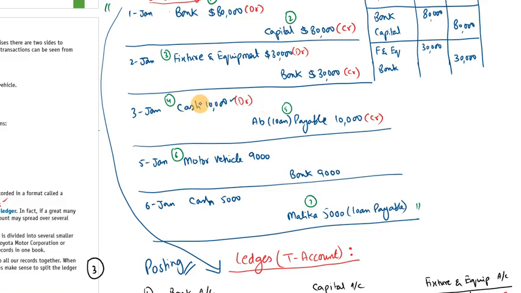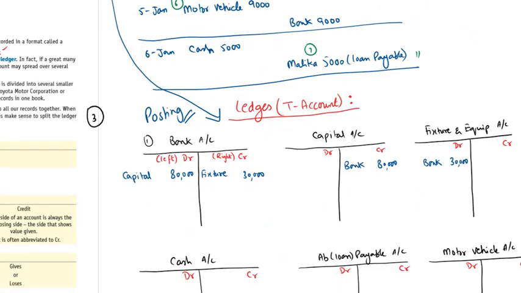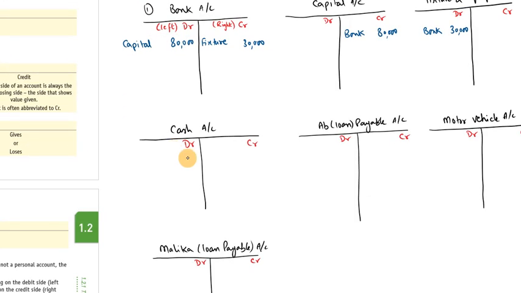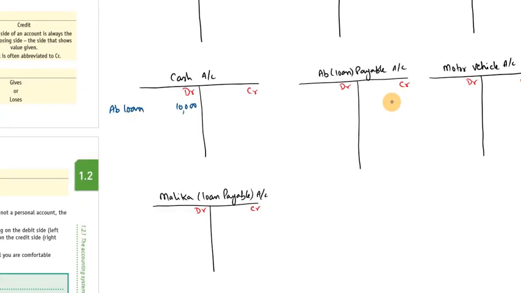And the third entry is cash debit, AB loan credit. Cash debit, we will write 10,000 on debit side of cash. So cash debit by 10,000 against which element? That is the AB loan. So if cash debit against AB loan, it means AB loan credit. AB loan will credit by 10,000 against cash. It means we receive 10,000 from AB, the person.